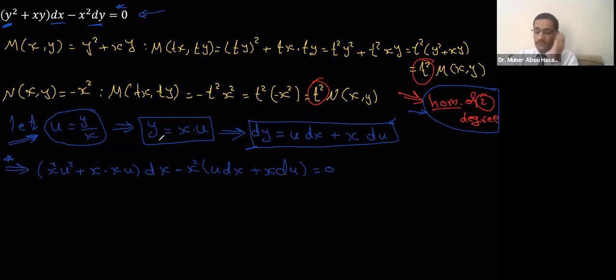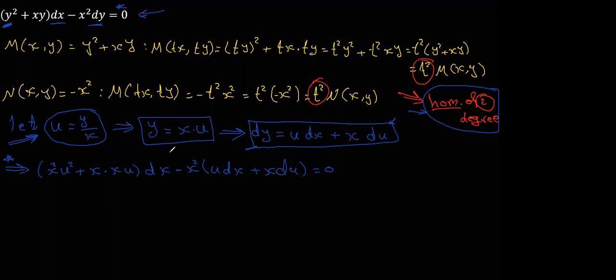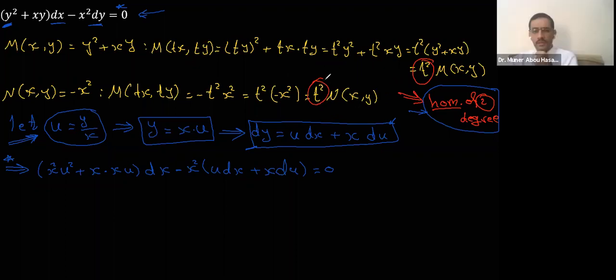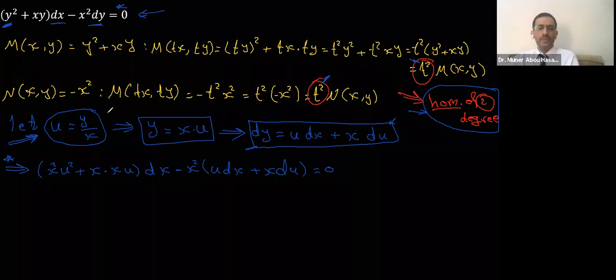Should M and N be the same degree, homogeneous of the same degree? Yes. So here t squared and here t squared. If one of them is t cubed and the second t squared, no, it isn't homogeneous, and you can't solve it using this substitution. We have to find a new method.